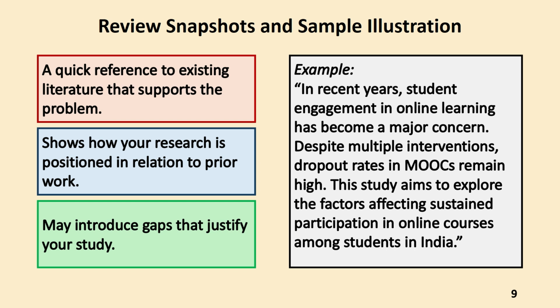See, when you are talking about how I have to do this, these things are very important: have a quick reference to existing literature that supports the problem, and show how your research is positioned in relation to prior work. It gives strong support that these are works already done and my research is aligning in such and such a manner to the already done research, and you may introduce gaps that justify your study.